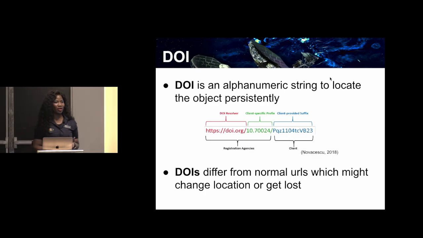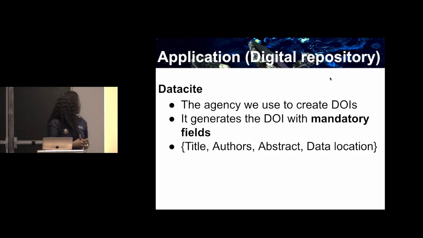Unlike using a normal URL, where if the location of the data asset changes, then it would be difficult to actually locate that asset. And then the registration agency of our choice is DataCite. We use DataCite to create or mint DOIs. So we have mandatory fields to create a DOI, and that is a title, an author, abstract, as well as data location.